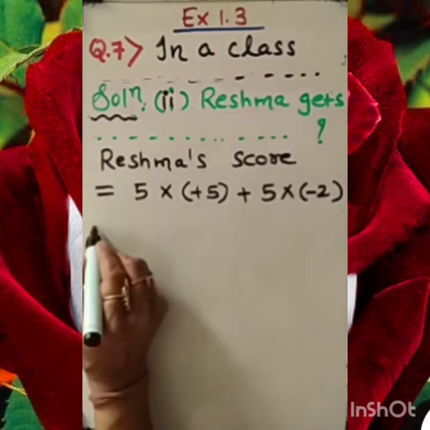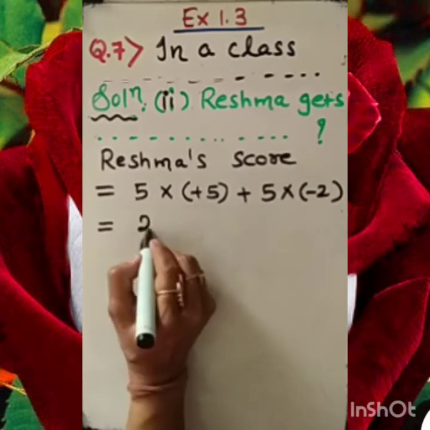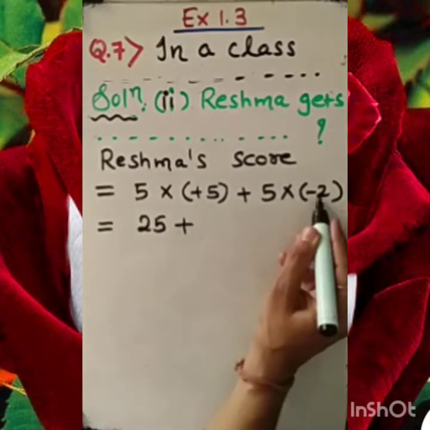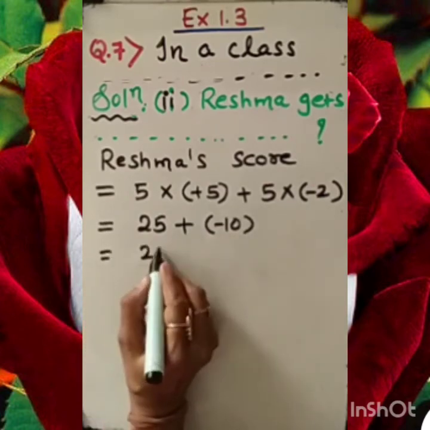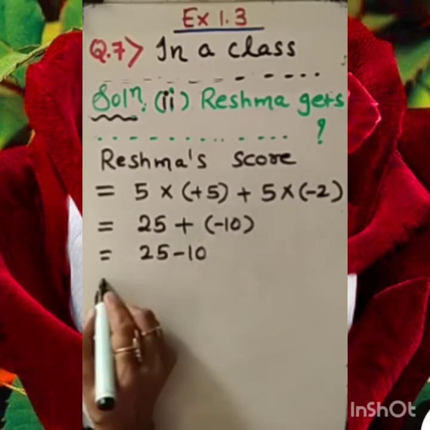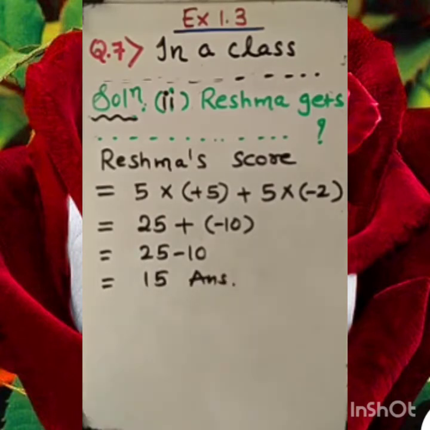Fine, so let's work it out. 5 fives are 25, 5 twos are 10, minus 10 is here. So 25 minus 10 gives the result 15. So the answer is 15. Clear to you? So what is Reshma's score? That is 15 marks.